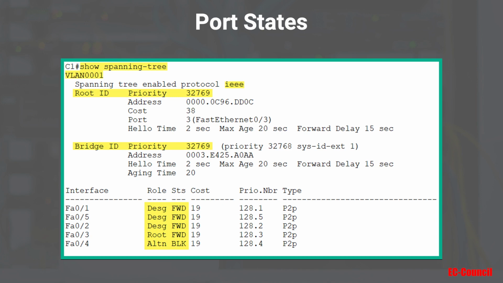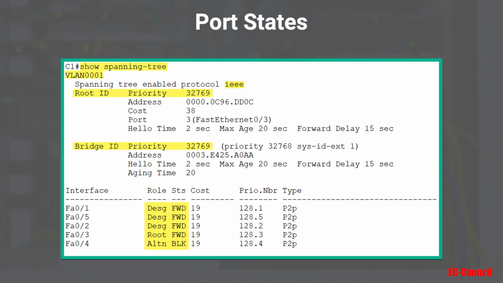And remember, the bridge ID is the priority value plus the extended system ID plus the MAC address. So looking carefully here, we have the extended system ID, which is 1. So therefore 32,768 plus 1 will give us the bridge ID value of 32,769. The MAC address is given separately on the output. This MAC address here, which is 0003.E425.A0AA, belongs to this local switch, which is C1.